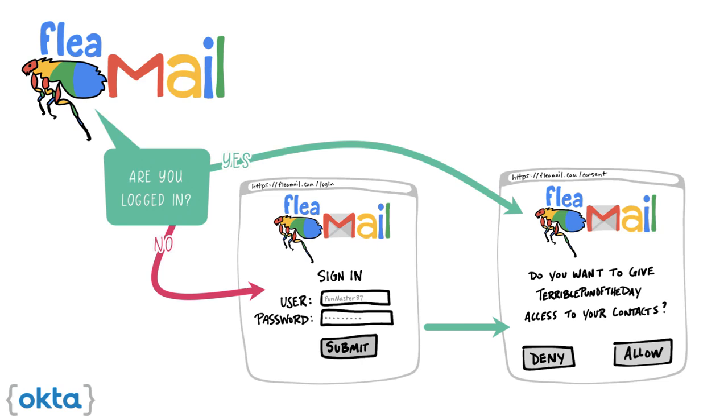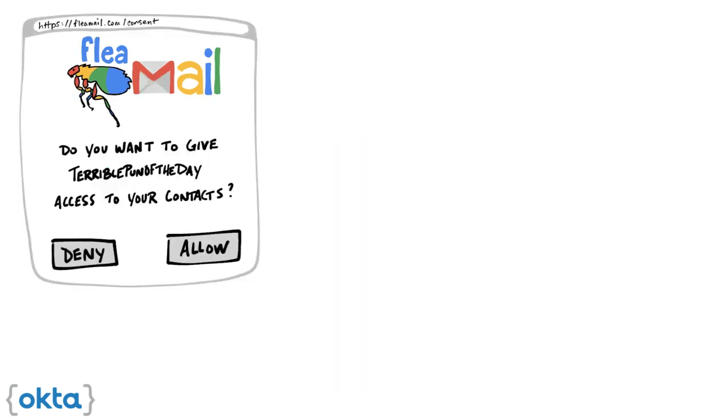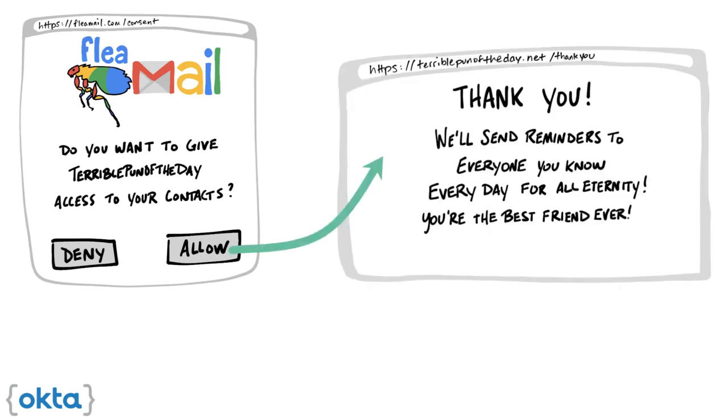After you log in, or if you already have an active login session, you'll be presented with a question similar to, do you want to give Terrible Pun of the Day access to your contacts? Assuming you haven't changed your mind, you click Allow. You are redirected back to the Terrible Pun of the Day, and the application can now read your contacts. And that's the only thing it can do. Terrible Pun of the Day can now send emails to everyone you know, and you'll be the most popular person forever. OAuth for the win.